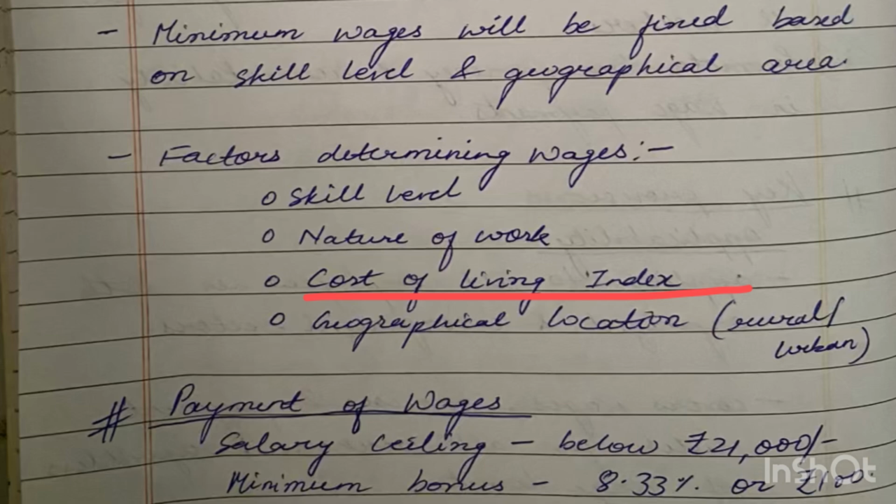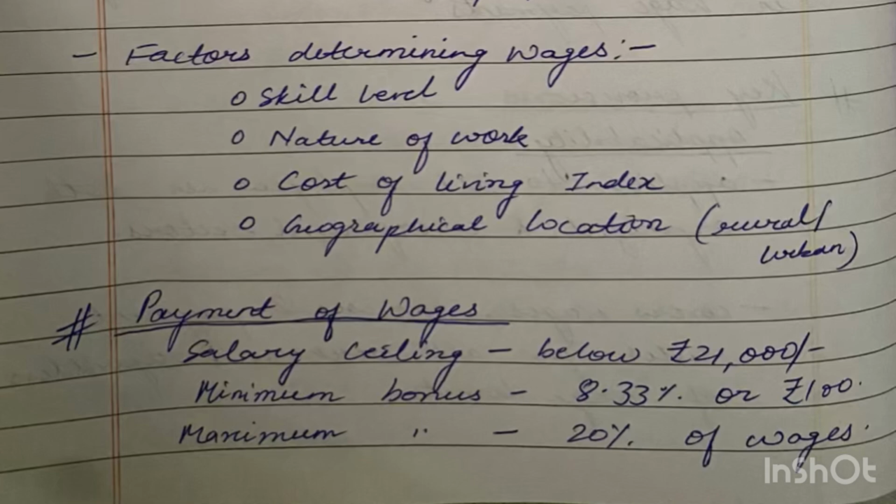Now the cost of living index, as you know, the cost of living allowance, which we generally refer to as COLA, differs from state to state. When the cost of living index is high, you get higher wages, and when it is low, you will get a low wage. Your geographical location also matters a lot. If an employee works in an urban location which is very modernized and technologically advanced, you can get a good salary. When you are working in a rural area, your wages might be low. So these are the parameters from which wages can be determined.